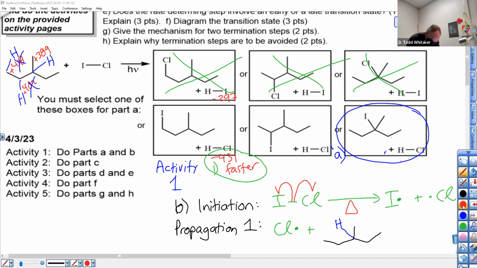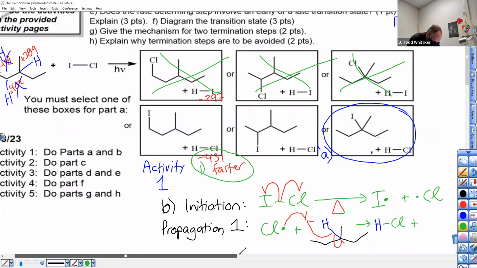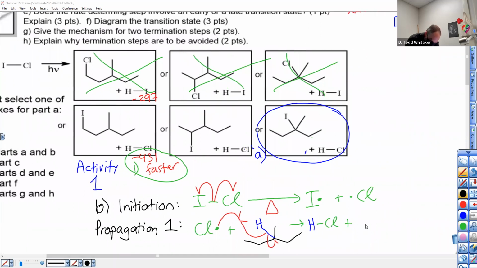And here's the deal, everybody. The chlorine meets up with the H, and the other half goes onto the carbon, and you get H bonded to Cl, and you get a carbon radical, don't you? A nice tertiary carbon radical. And HCl is one of your products. So that part is done, the HCl part.